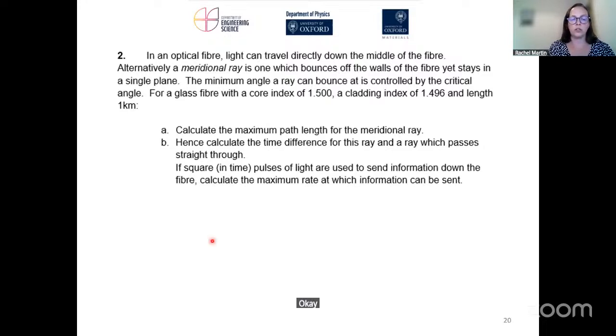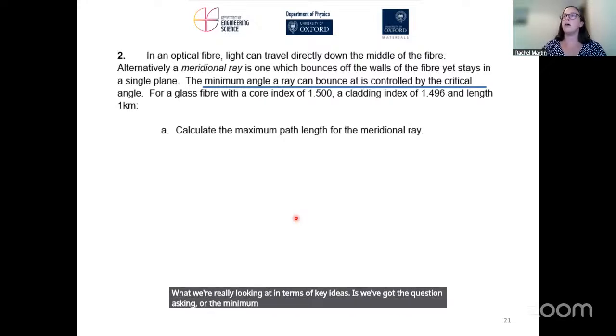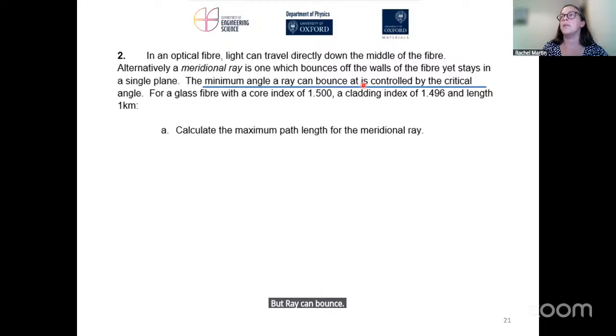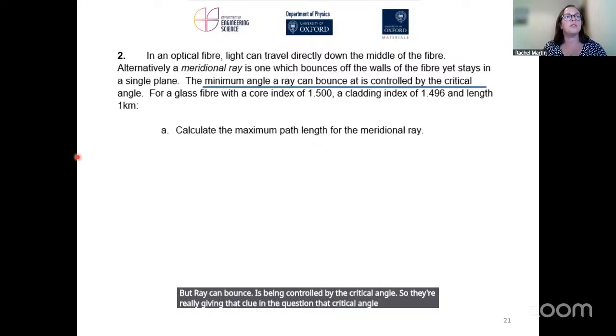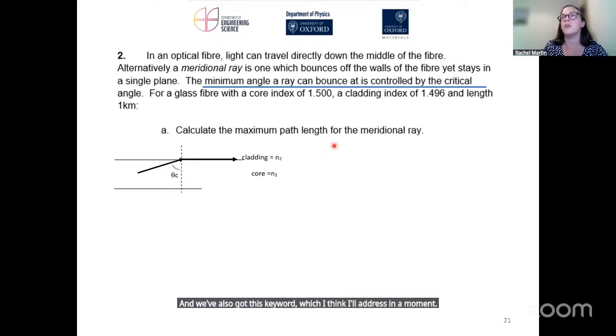Okay, so with this question here, what we're really looking at in terms of key ideas is that the question asks for the minimum angle a ray can bounce at, which is controlled by the critical angle. So they're really giving that clue in the question that critical angle is going to be relevant. As I always say, drawing a diagram is going to be very helpful. And we've also got this keyword, which I'll address in a moment, meridional ray.